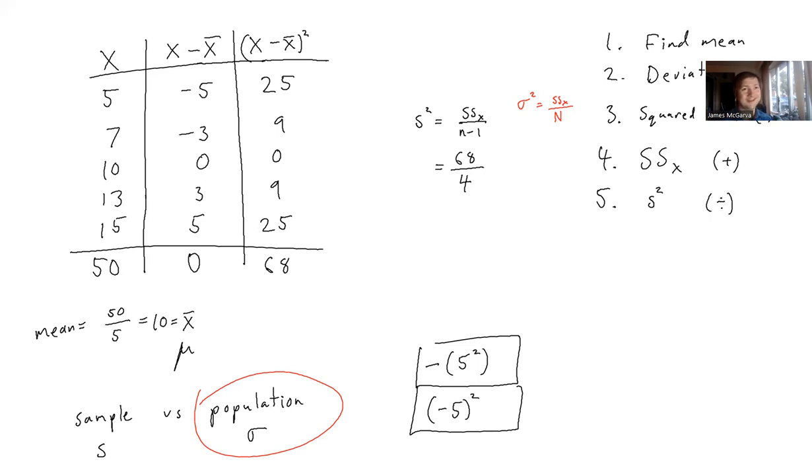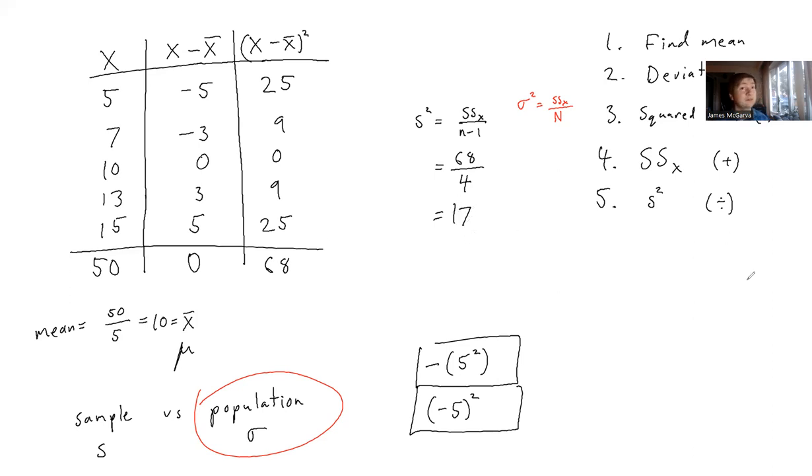So you can see we're doing a lot of different operations here, right? We're finding the mean, and then we're doing deviations, that means subtracting. And then we're squaring things, so we have an exponent here. And then we're adding up those squared deviations, so we got plus here. And now we are dividing by n minus 1. So 68 divided by 4, right? And that's going to get us 17. And that's called the variance.